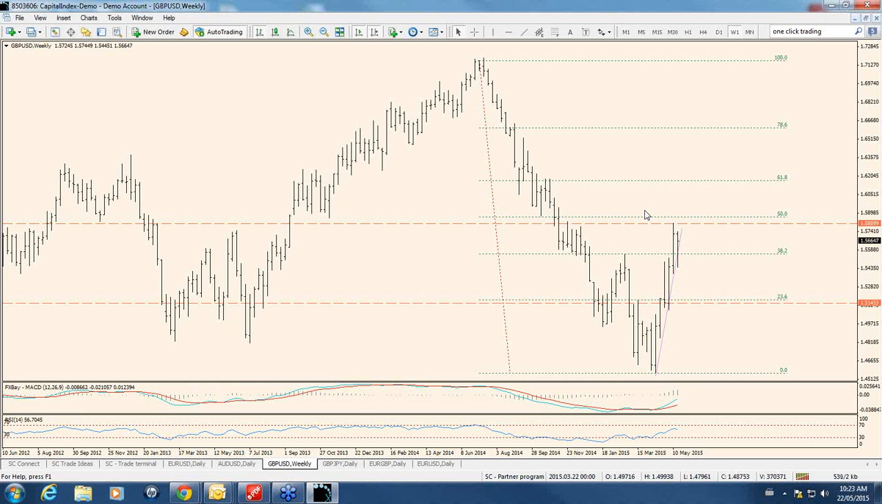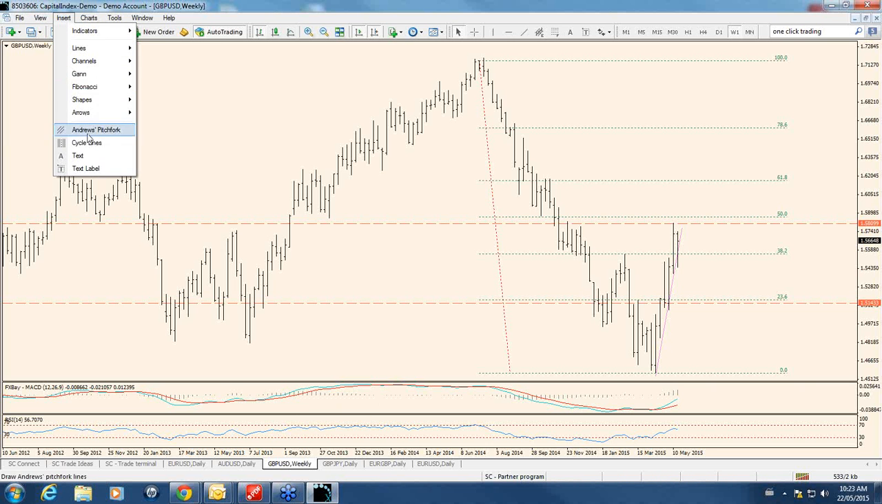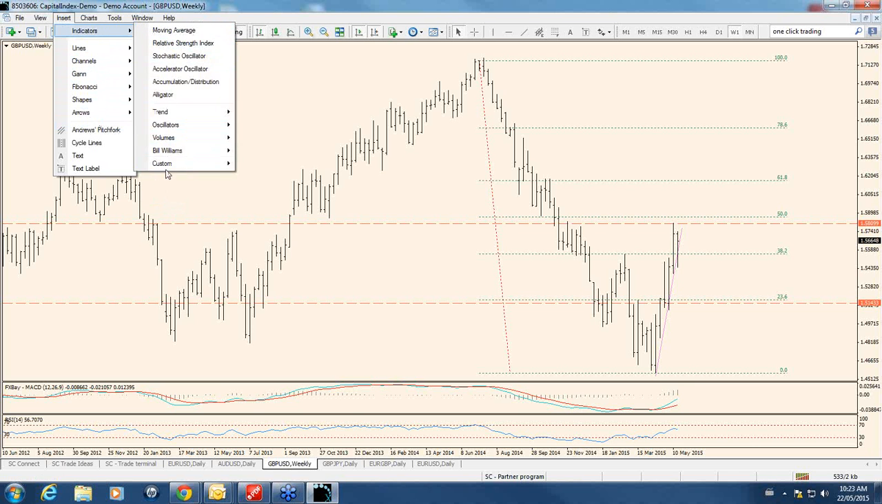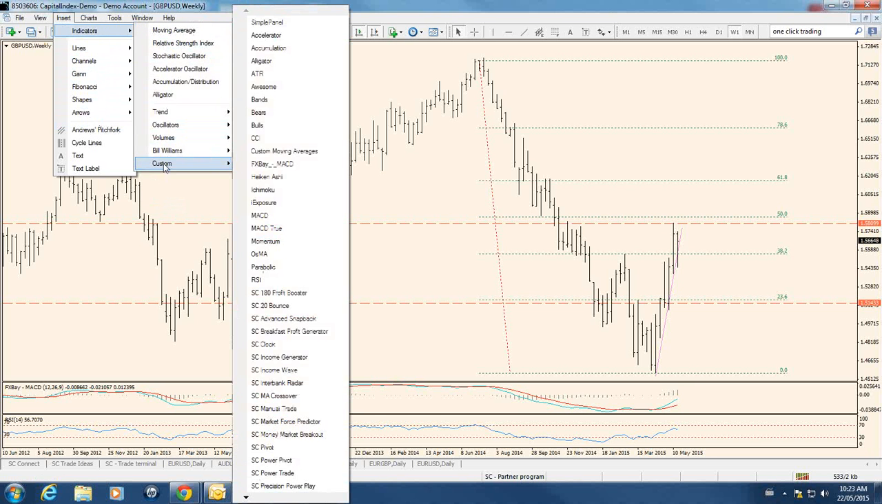Yes, it's actually not the third-party MACD. If you have Capital Index and Smart Charts, if you go to Insert, Indicators, and go to Customs, you will find MACD True. That's the one you want.